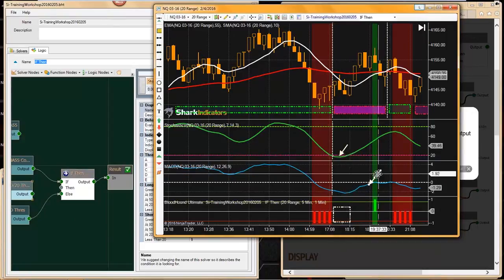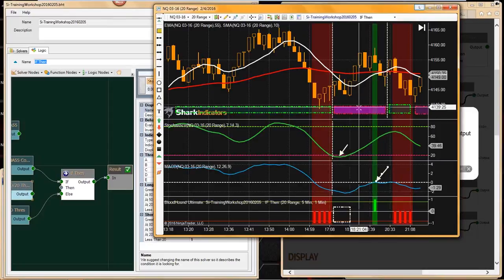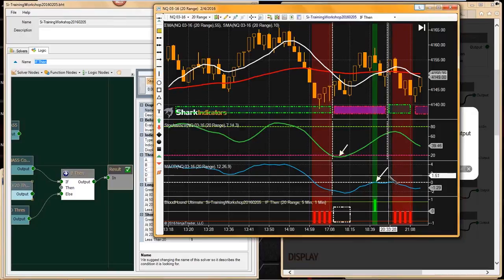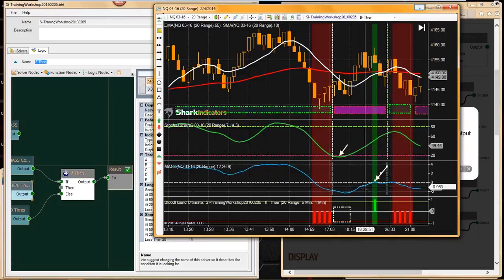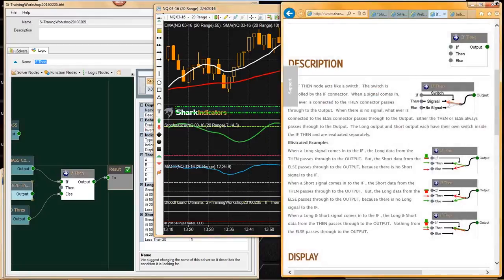However, over here, so remember, let me put some more lines on here. Okay, so we can see, for just one bar, that MACD popped above the 0 line for one bar. So this long signal is coming from the MACD. Alright, so let's take a look at how the switch is now.